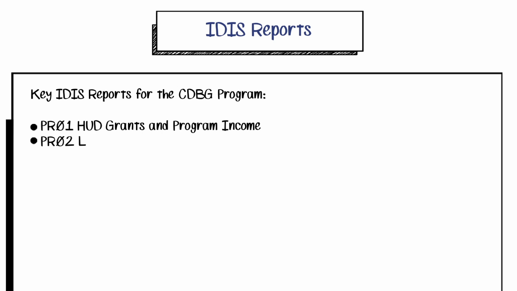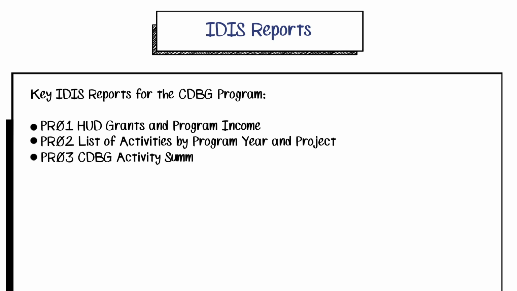The PR02 list of activities by program year and project that reports every CDBG activity under their associated action plan project and program year, the amount of funds obligated and drawn, and the status of every activity as open, complete, or canceled. The PR03 CDBG Activity Summary Report that provides information on eligibility, national objective, and accomplishments for every CDBG activity in a given program year.